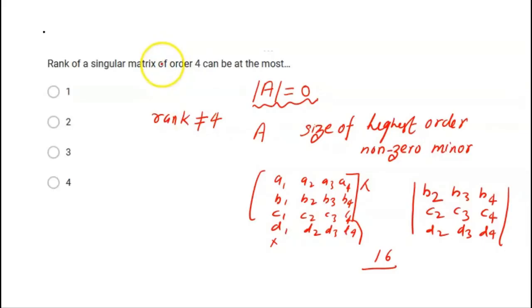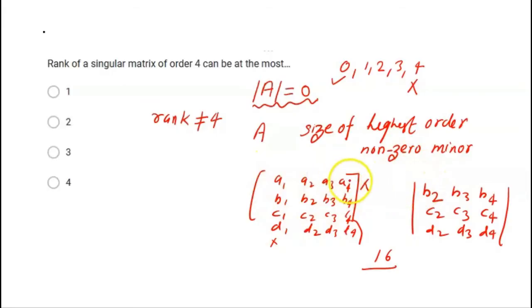If we have a matrix of order 4, let me explain the possible ranks. The possible ranks are 0, 1, 2, 3, 4. 0 will be the rank when it is the null matrix, meaning every element is 0. And other possible ranks are 1, 2, 3 and 4. But it is given that it is a singular matrix, so the rank can't be 4 because the matrix determinant value is equal to 0.